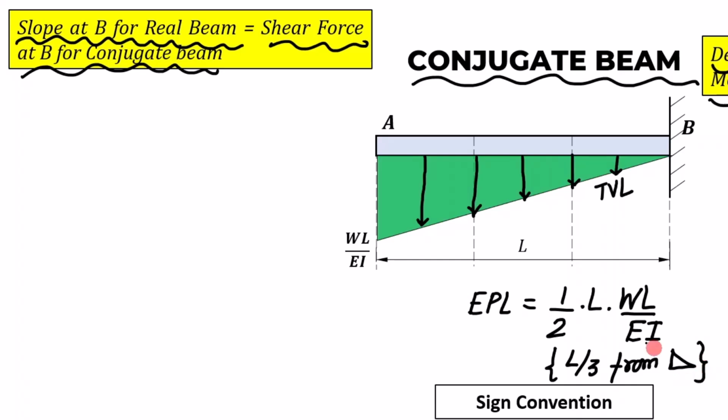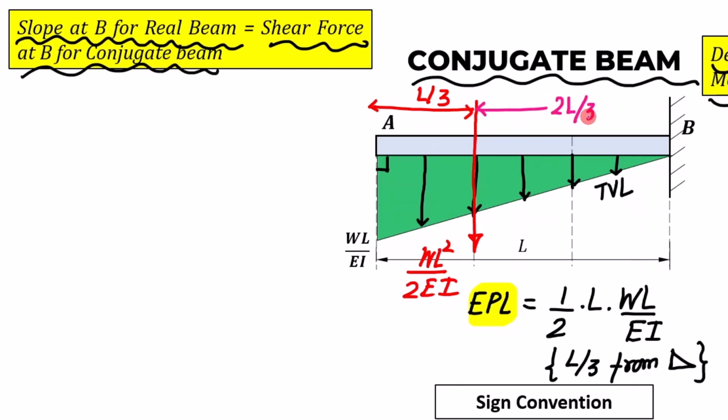the right angle. Please note this, from the right angle. That means from this very point. So the equivalent point load is acting here. This is that equivalent point load, and that's the magnitude. Let me write the magnitude. This is going to be WL square upon 2EI. And this distance is L by 3, and this distance is 2L by 3. This is the basic that we have learned in the previous lectures, right?